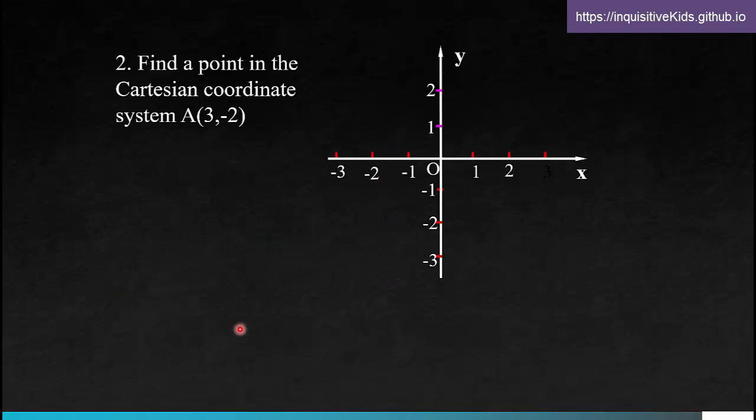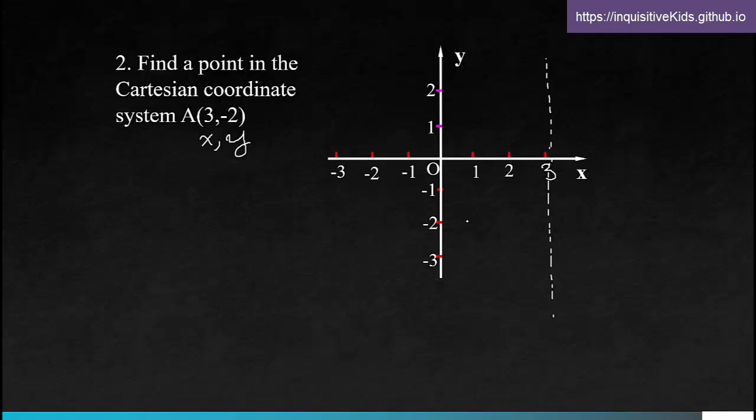Find a point on the Cartesian coordinate system: 3 followed by -2. This is sort of the same steps but reversed. Here, 3 is the x value and -2 is the y value. Let's create a line where the x value is 3. That would be about here, right? All along this line, the x value is 3.